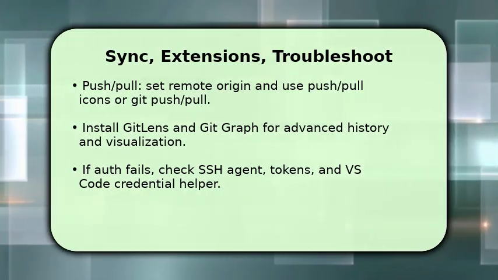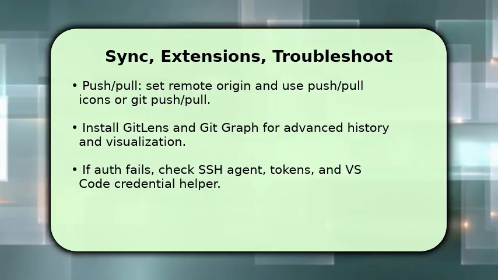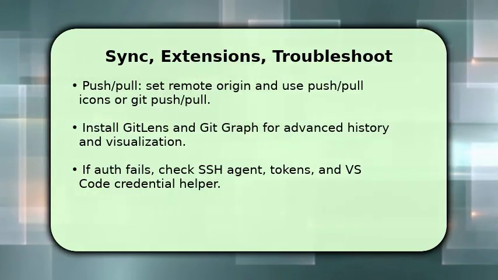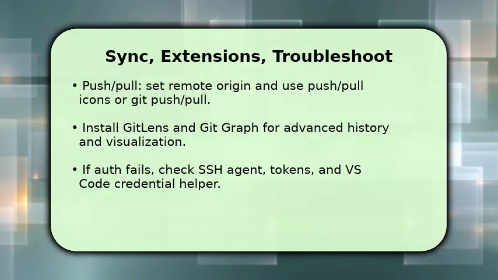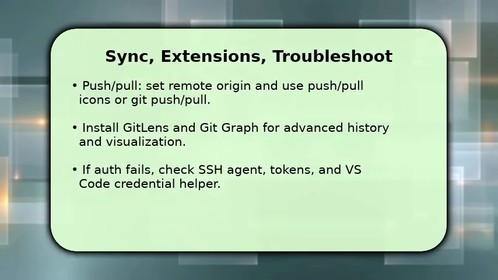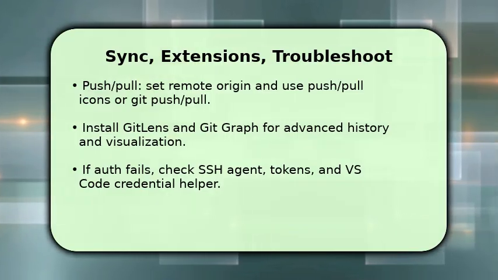If you encounter authentication errors, recheck SSH keys, Git Credential Manager, or personal access tokens. Restart VS Code and the SSH agent if required. One tip: run git status to quickly see what's blocking progress.